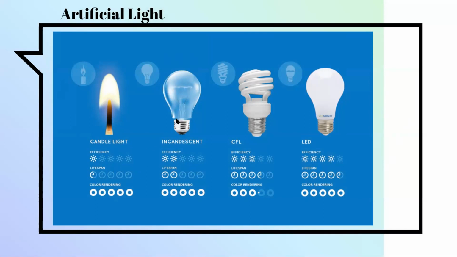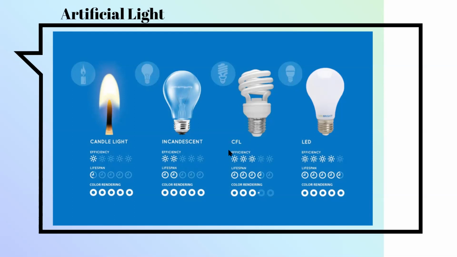Then we move up to incandescent. This is the light bulb that's been around for the last 150 years. It uses a filament, and it's a little bit more efficient than candlelight, but not by much. And it doesn't last very long either.